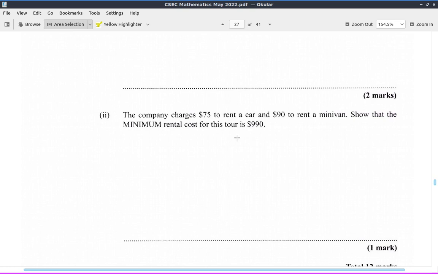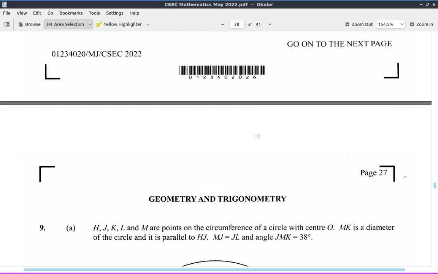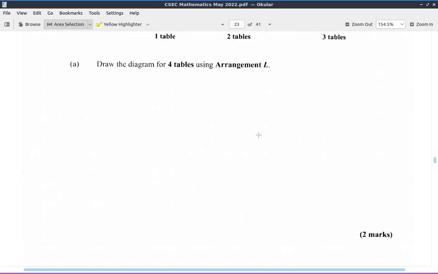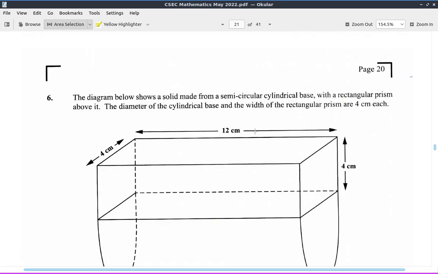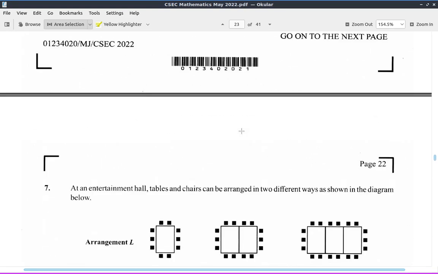So you examine the points at the vertices, and the company charges 75 to rent a car and 90 to rent a minivan. Show that the minimum is 990. Okay, you're going to show all of that. That's question 8.